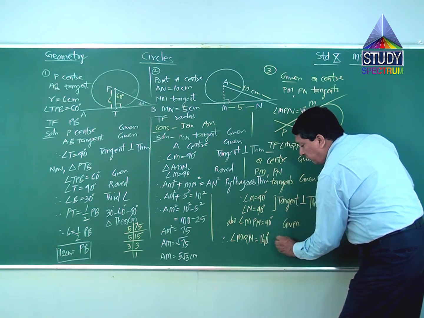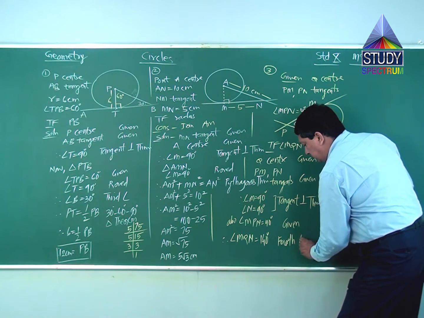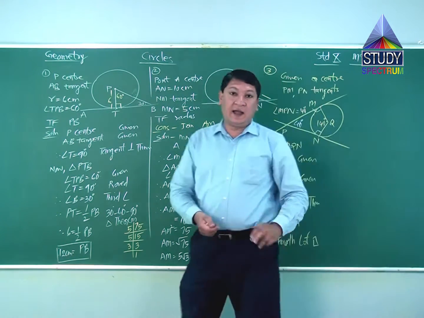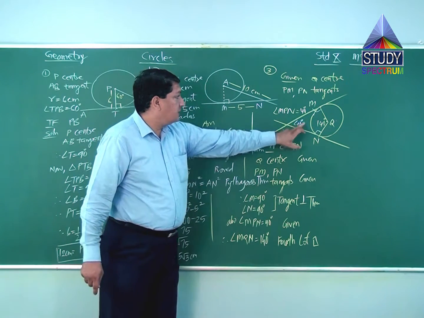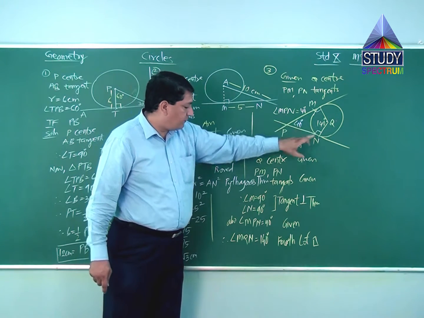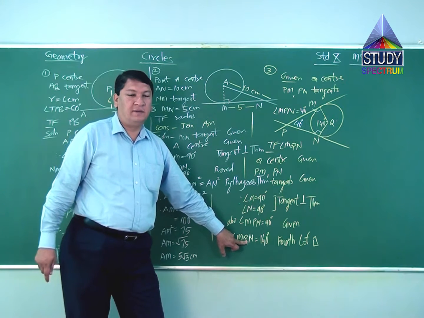How we got this? Fourth angle of a quadrilateral. Like how we write third angle of a triangle, this is your fourth angle of a quadrilateral. Three angles like 90, 90, 180, 220, 360 minus 220 gives you 140 degree. This is how we got the answer for MQN as 140 degree.